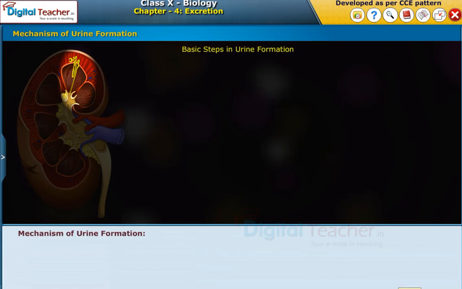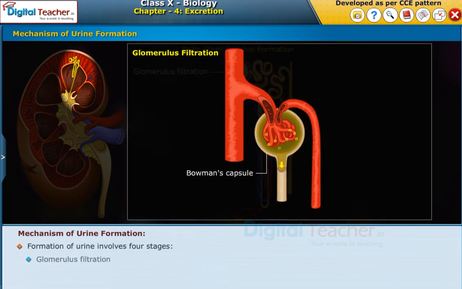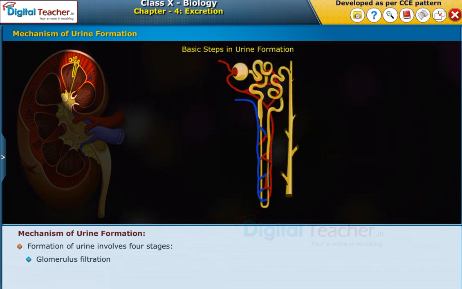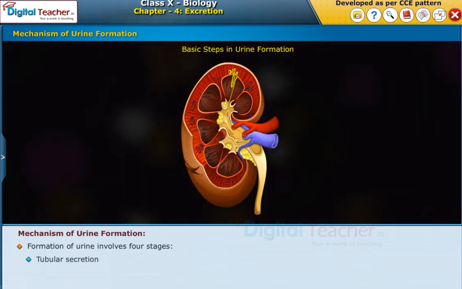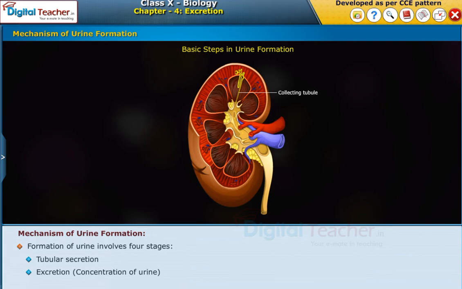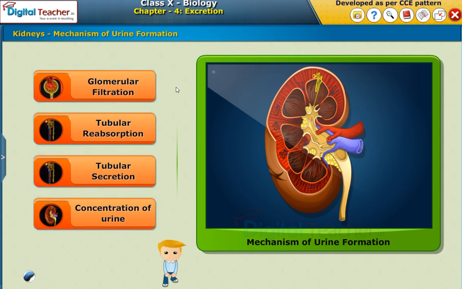Now, let us study the mechanism involved in the formation of urine. Formation of urine involves four stages: glomerular filtration, tubular reabsorption, tubular secretion, and excretion, concentration of urine. Click each.